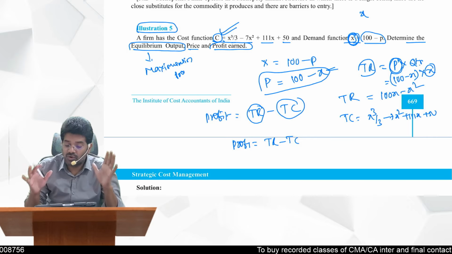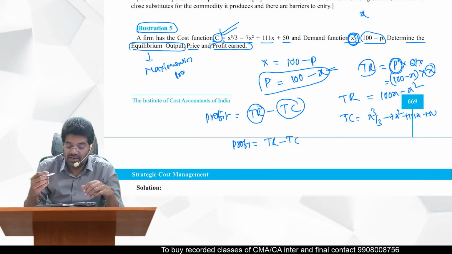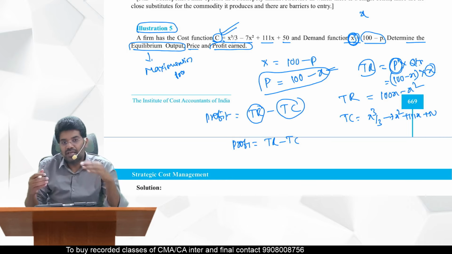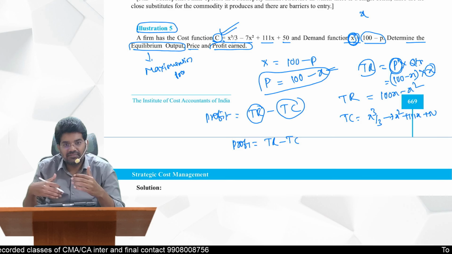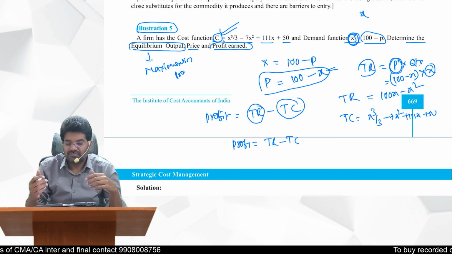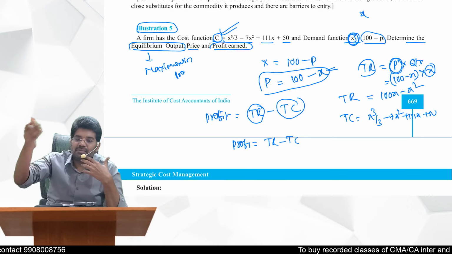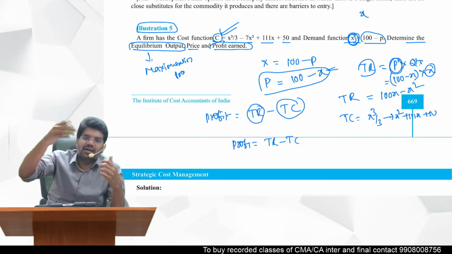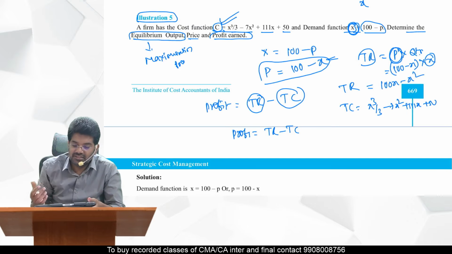This you can do, or else separately you can find MR and MC. Differentiate d by dx of TR and d by dx of TC, so MR and MC you will get, equate, get the x value, then again differentiate them, then compare the slopes. Or directly TR minus TC also you can do. Both will give you the same answer. What I am doing is finding MR and MC separately, equating them, then we can solve it. Quickly we can finish off, that is the advantage.